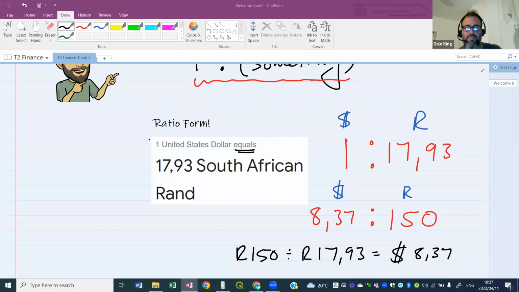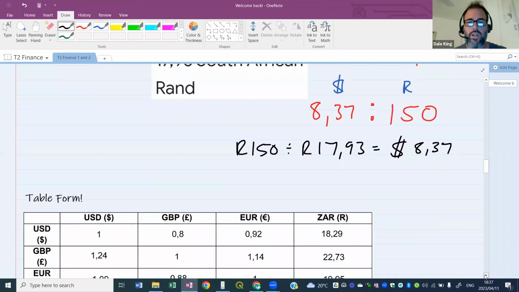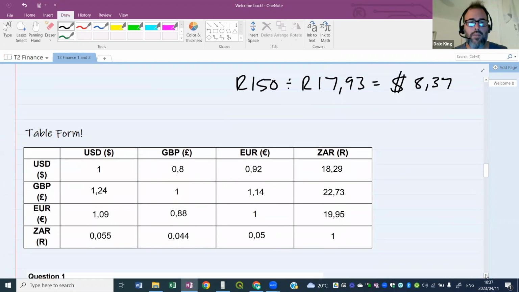All right, let's get into the nitty-gritty now. Okay, so we understand how exchange rates work. We understand how they are expressed in ratio form. We know how to work with them. There's another way that they often give you exchange rates. It's in table form. So I've got one here, and I'm going to explain how it works, and then you guys are going to do some questions.